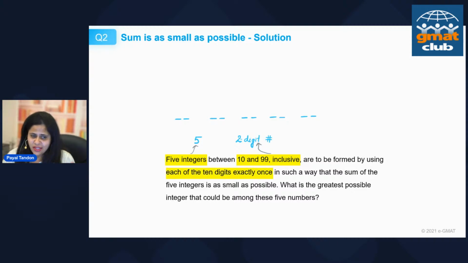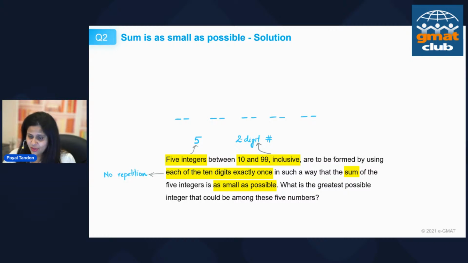So these are to be formed by using each of the 10 digits exactly once. What does that mean? Repetition is not allowed, in such a way that the sum of the five integers is as small as possible. What we need to find is the greatest possible integer amongst the five numbers. Now, what is the repercussion of the requirement that the sum of these five two-digit numbers is as small as possible?